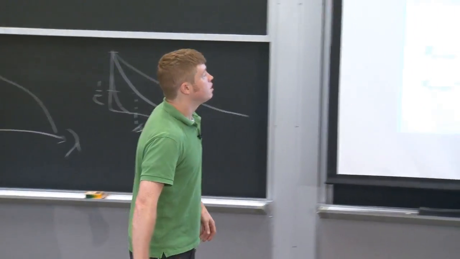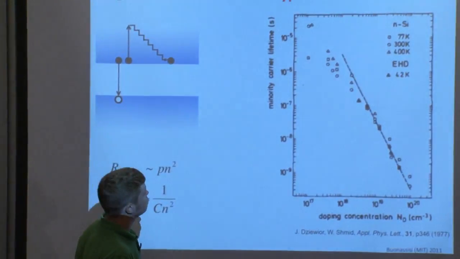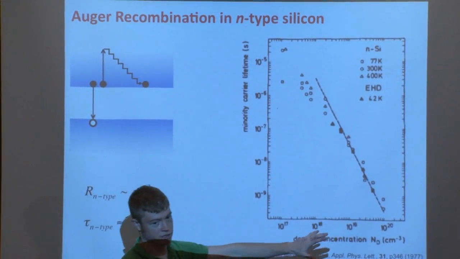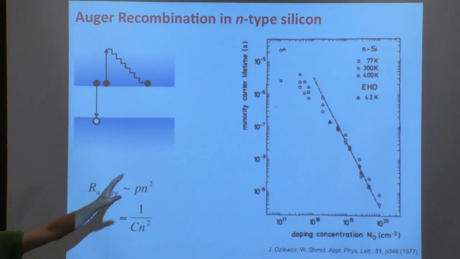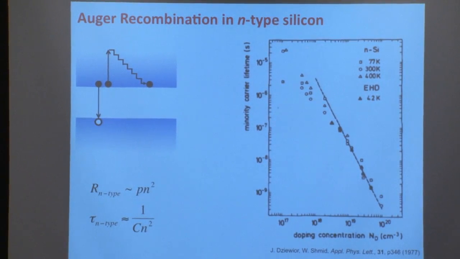So if we look at this plot, we can see that our minority carrier lifetime drops well below a microsecond, around 10 to the 18. So you generally want to stay out of that range of dopant concentrations in your base, because you'll have very, very bad lifetimes.